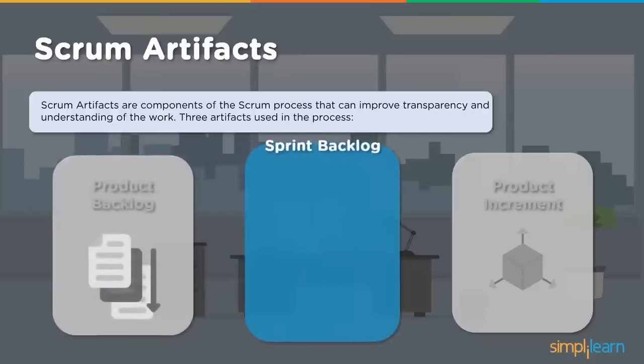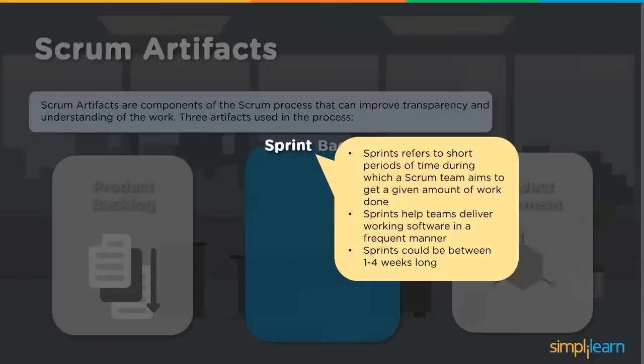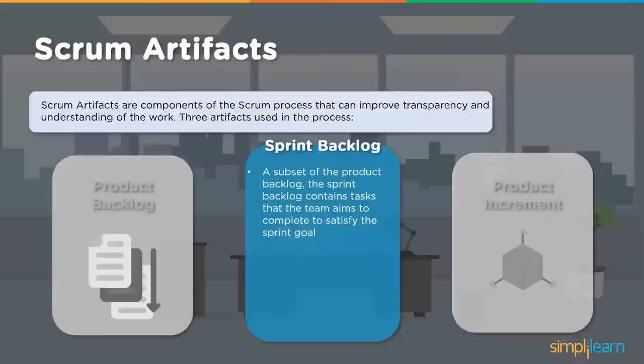Further, looking at a sprint backlog. A sprint refers to a short period of iterations, right? In which a team aims to get a given amount of work done. So it helps teams deliver working software in a frequent manner. A sprint could be between 1 to 4 weeks long, depending on what the deliverable is. So the sprint backlog is a subset of the product backlog. The prioritized items are taken into the sprint, which is a time-boxed iteration.